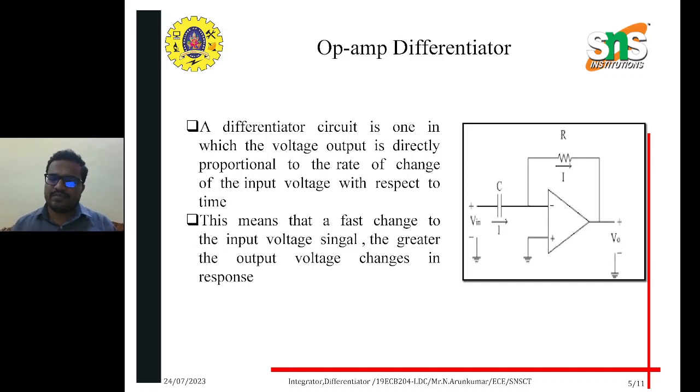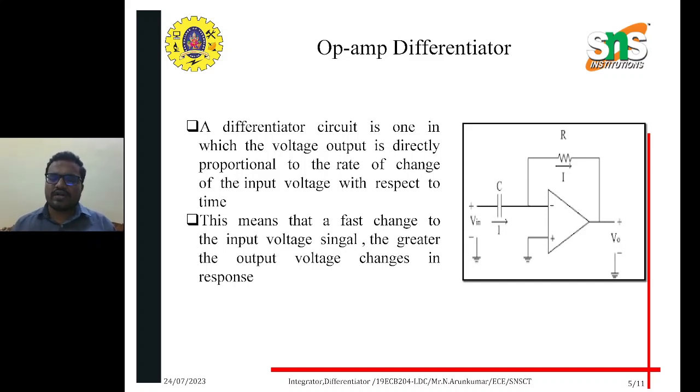Likewise, the same terminals are replaced in this circuit. The resistor is connected in series at the inverting terminal along with the capacitor. The capacitor and resistor are in series in this differentiator circuit, whereas in the case of the integrator, the resistor and capacitor are interchanged.